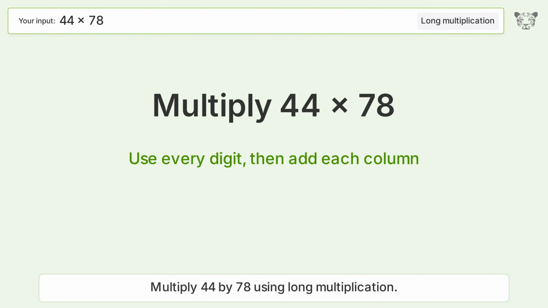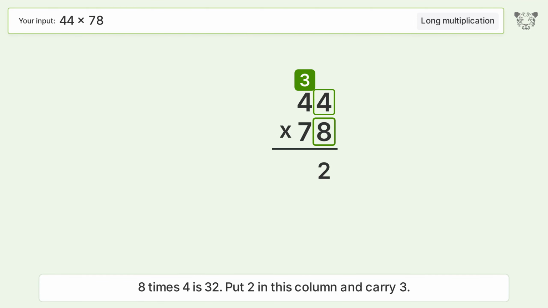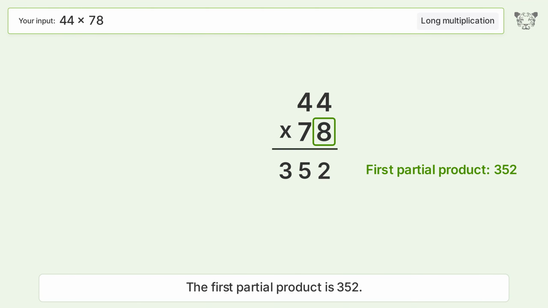Multiply 44 by 78 using long multiplication. Start with the ones digit, 8. 8 times 4 is 32. Put 2 in this column and carry 3. 8 times 4 plus the carried 3 is 35. The first partial product is 352.